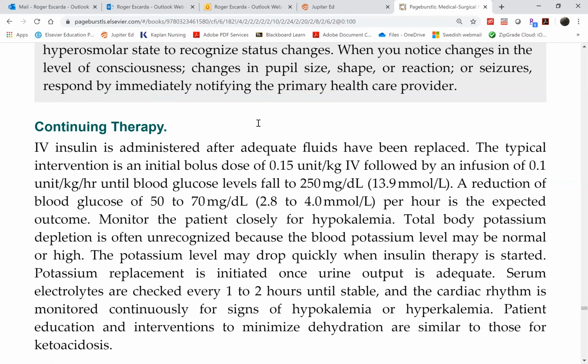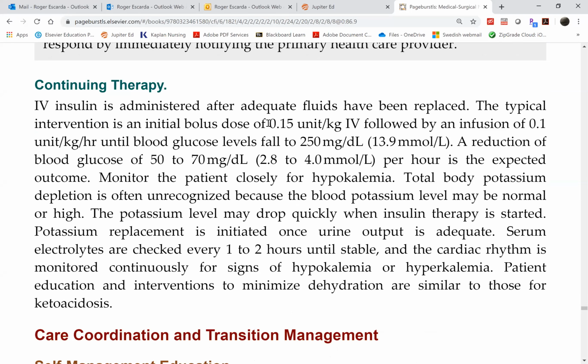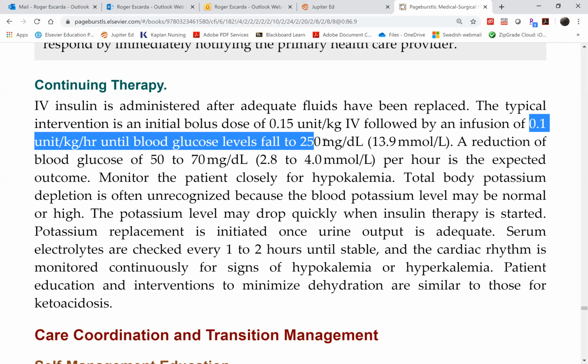And the IV insulin, it's just slightly higher. Remember, our bolus in DKA was 0.1. Look at the bolus here, slightly higher, 0.15 units per kilogram. But your insulin infusion is still the same, 0.1 units per kilogram per hour until, again, your sugar falls below 250. Slightly higher threshold compared to DKA. In DKA, we said we stop the infusion if it's less than 200, right? So here, it's less than 250. Those are the minor differences.